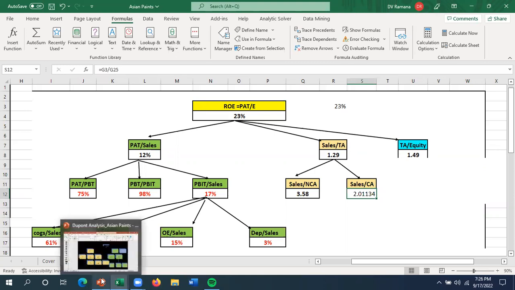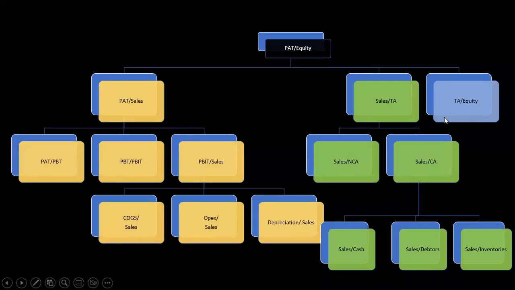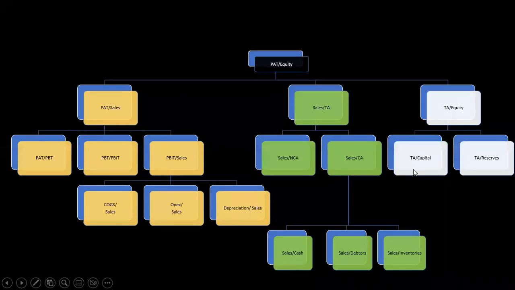The last part of the DuPont analysis is examining the TA by equity. Is PAT by equity low because equity is high? If equity is high, is it because the composition of equity is a big amount of reserves sitting on your balance sheet? If so, then maybe it's worth examining: can I reduce reserves by distributing profit in the form of dividends, particularly cash dividend? Or should I go for buyback?